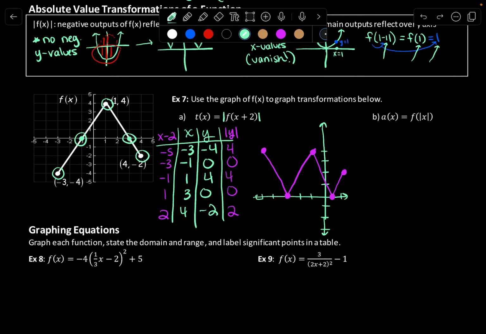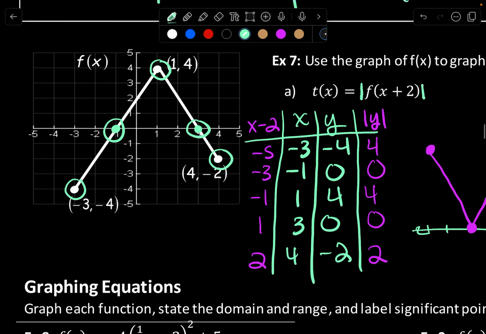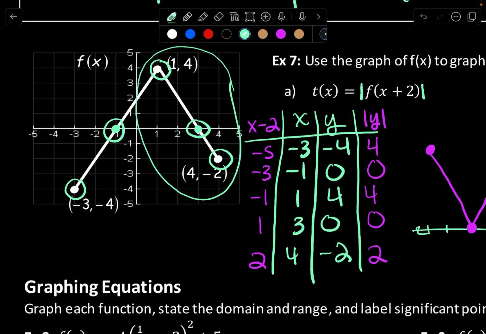All right, part B, we are now applying the transformation to the inputs. Okay, so we're using the same graph. So what I'm going to do is I'm going to steal this graph, and I'm only going to graph the right side. The left side literally vanishes. It's gone because all of the negative input values have disappeared. So we are going to steal the output values from the positive x values.